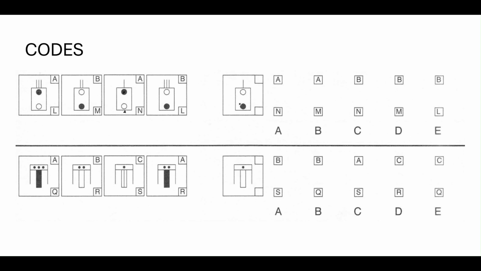We have the 5th picture here. We need to find the codes for this picture. So let's see. I look at the first letter: A, B, A and B. So A and A are common here. Let's see what's common in the pictures.